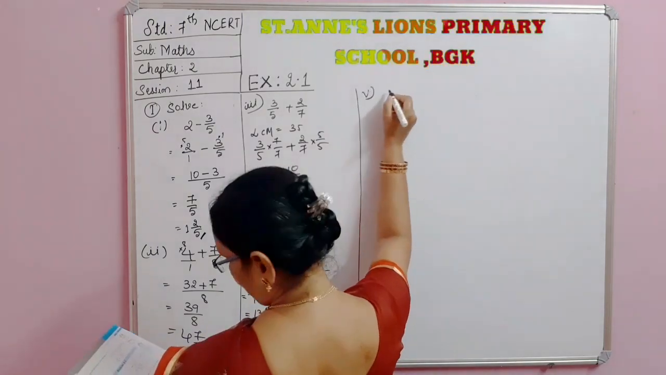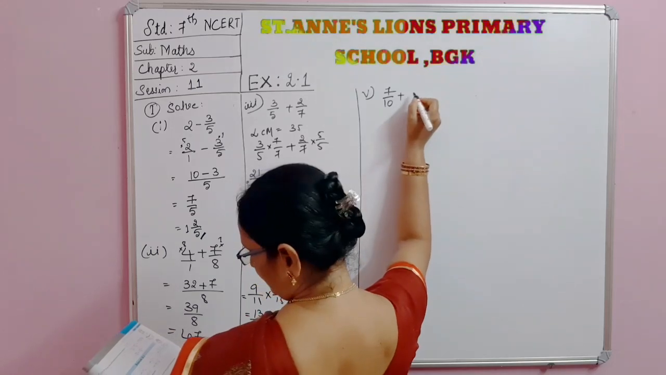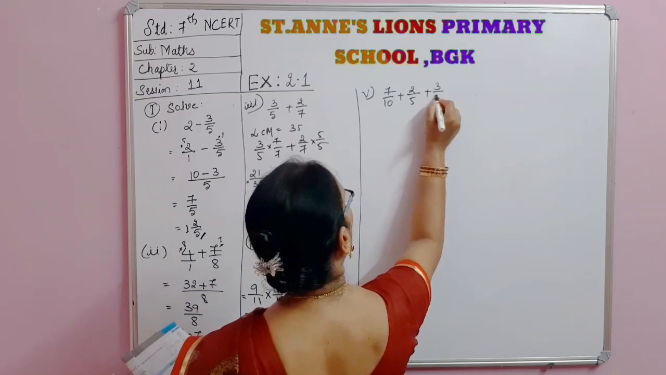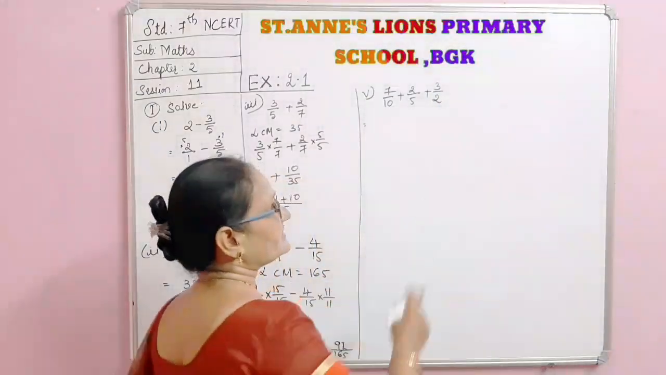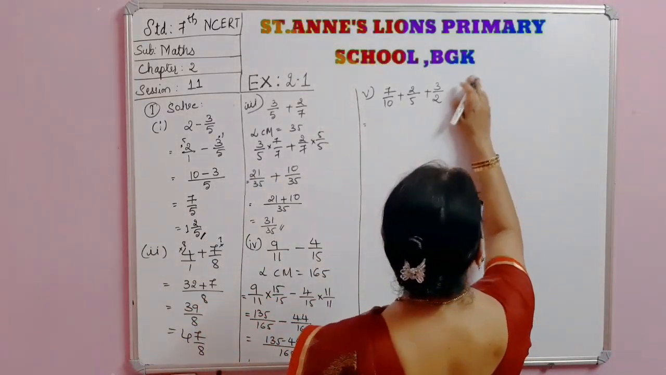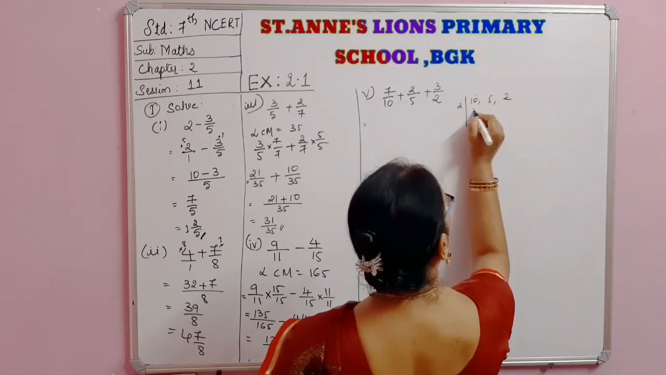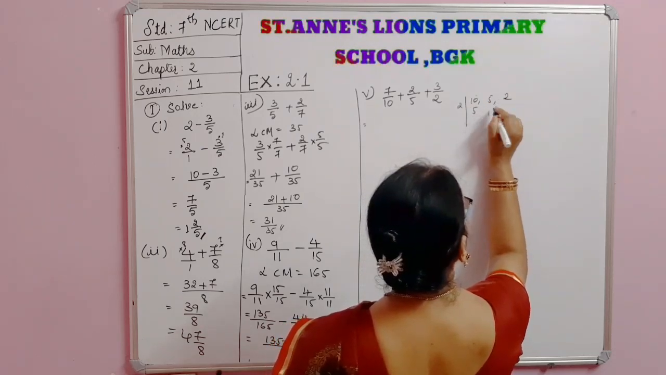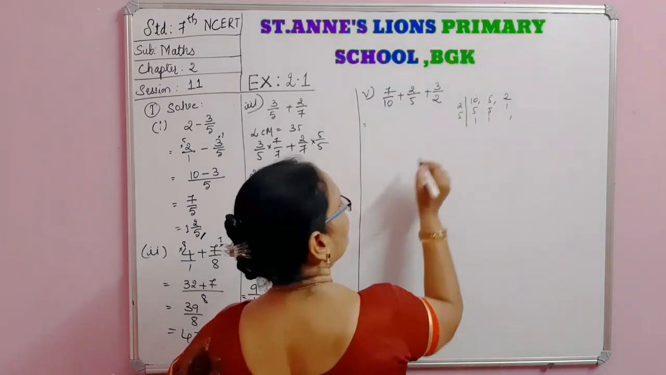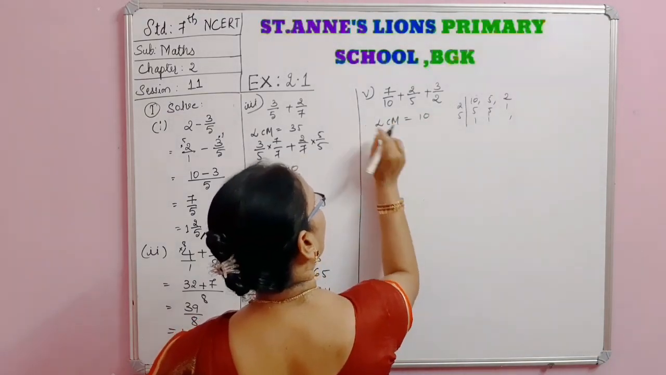Fifth. 7 by 10 plus 2 by 5 plus 3 by 2. See here, 3 numbers are there. We will take the LCM. See in the working column, you take the LCM of 10, 5, 2. 2 fives are 5 as it is. 2 ones are, 5 ones are 1s. What is the LCM? 10. So here LCM is equal to 10.